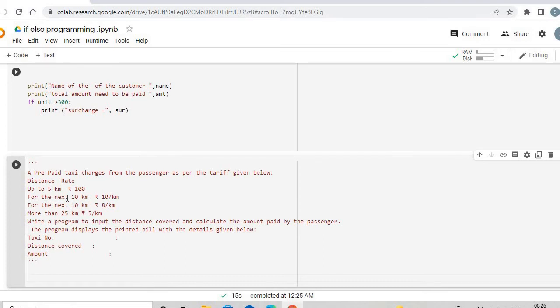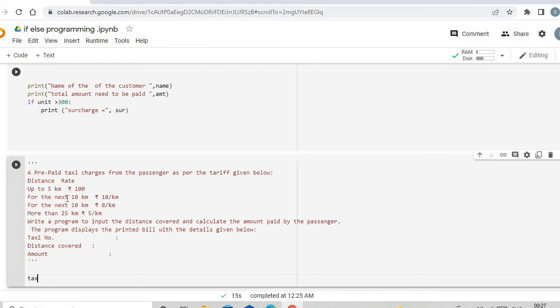Up to 5 kilometers we have to pay 100 rupees. For the next 10 kilometers, 10 per kilometer. For more than 15 kilometers, 8 per kilometer. For more than 25 kilometers, 5 per kilometer. The program should input distance covered, and calculate and print the amount bill: taxi number, distance covered and amount. These are the three things we have to accept from the user.